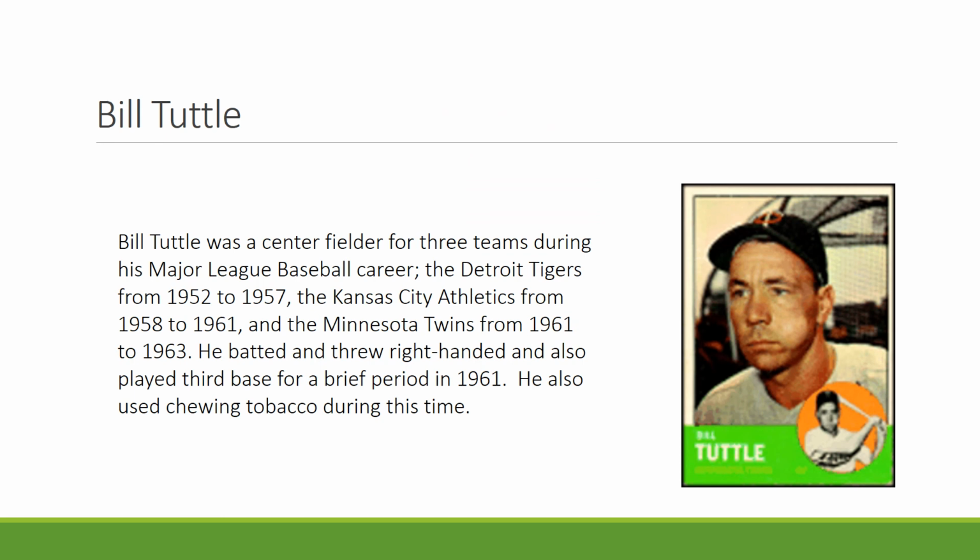This is a picture of Bill Tuttle, who was a center fielder for 3 different teams during his Major League Baseball career: the Detroit Tigers, the Kansas City Athletics, and the Minnesota Twins. He batted and threw right-handed, and he played third base for a brief period. He also used chewing tobacco during this time. Take a look at the bulge in his left cheek in this picture.